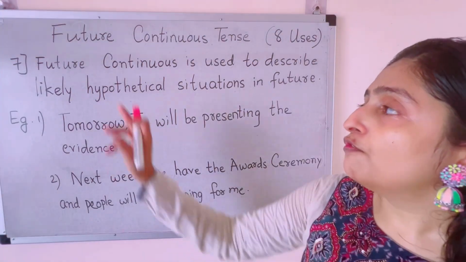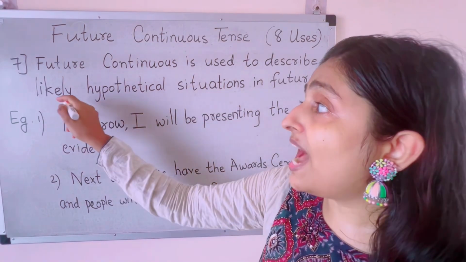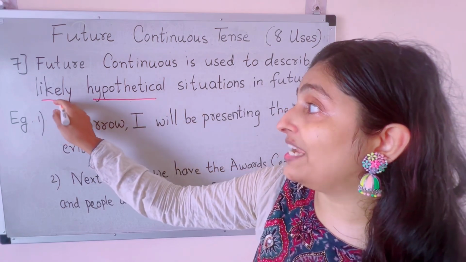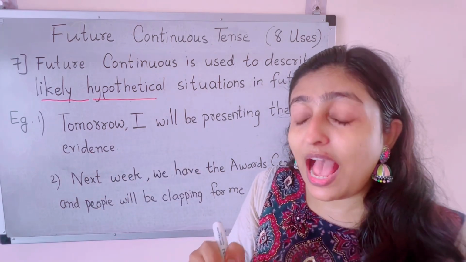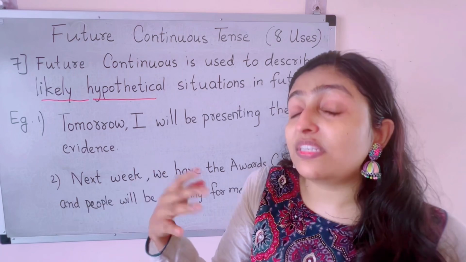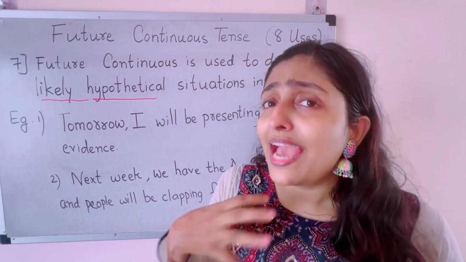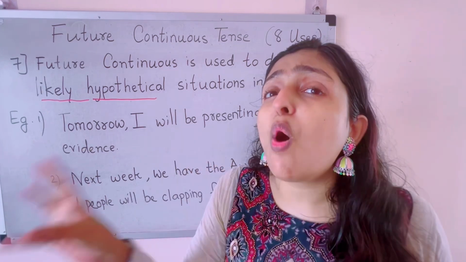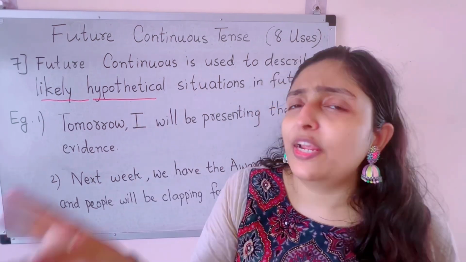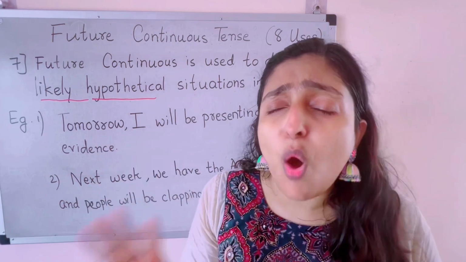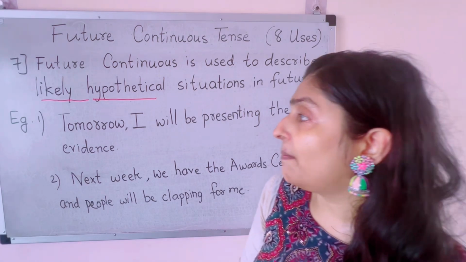Rule number 7, future continuous tense is used to describe likely hypothetical situations in the future. Likely hypothetical. Hypothetical or hypothesis means assumption. Likely hypothetical means yes, I can anticipate. There are odds, but I can anticipate that it is possible, it will happen because it has been already scheduled, planned and decided. Let's look at the example.